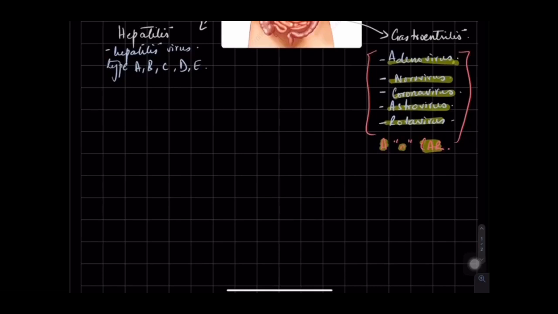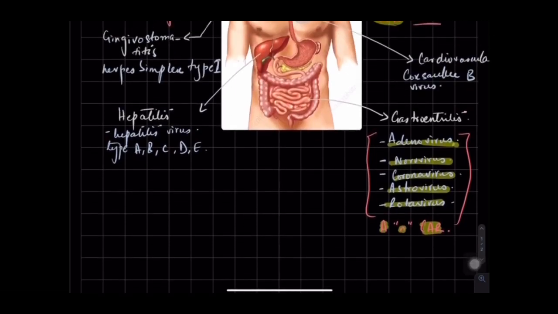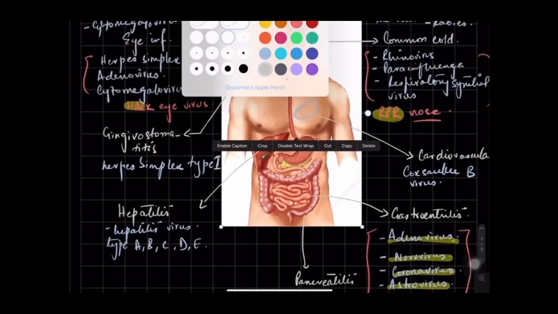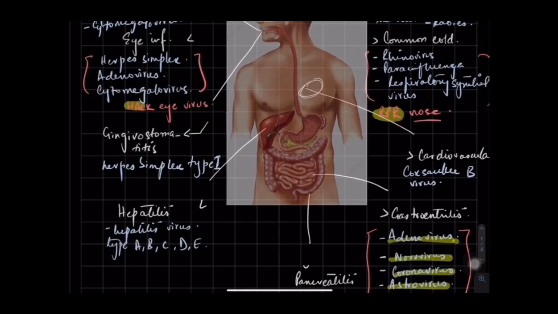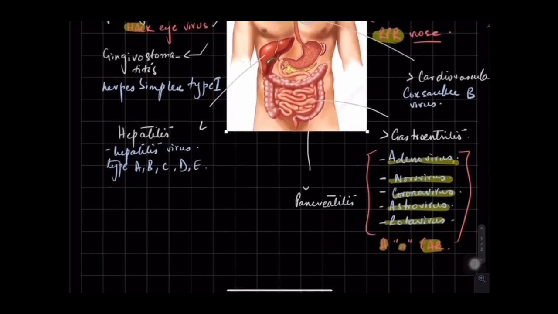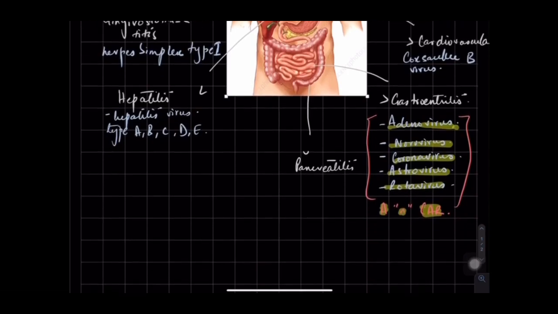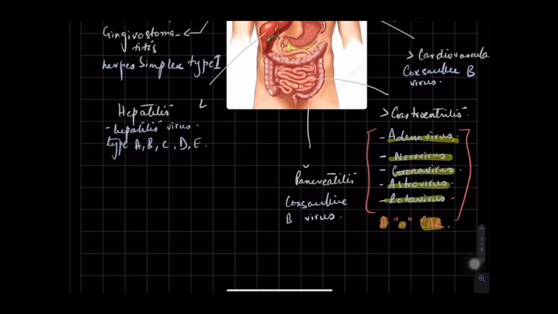Okay, next is inflammation of our pancreas. It's called pancreatitis. Pancreatitis. And the only virus that causes pancreatitis is Coxsackie B virus. All right.